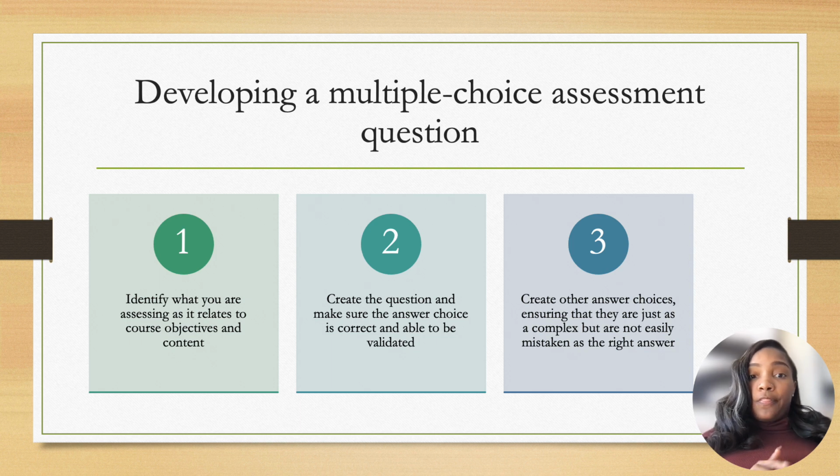So, there should be one correct answer. Even if you're asking questions like, what would you do first? Or what is a priority? There will still only be one correct answer. So when creating multiple choice assessment questions, you don't want to put all correct answers in that list of answer choices.